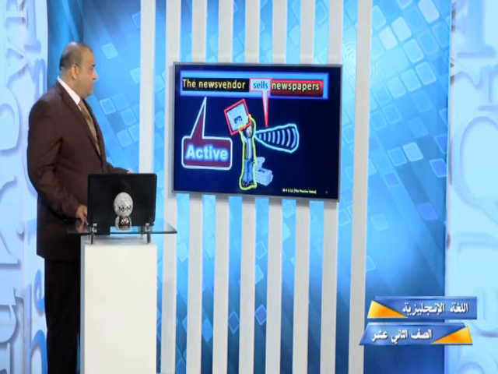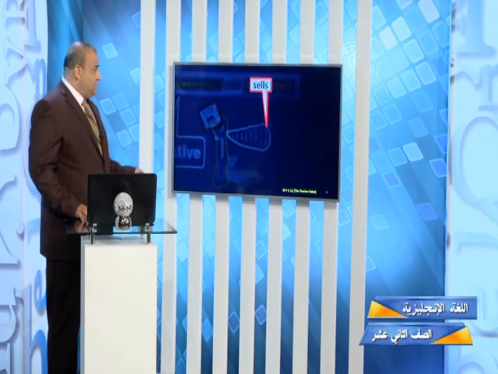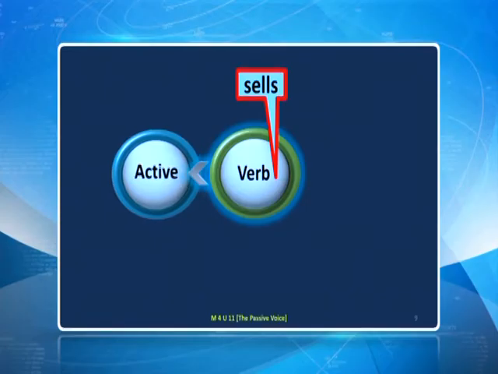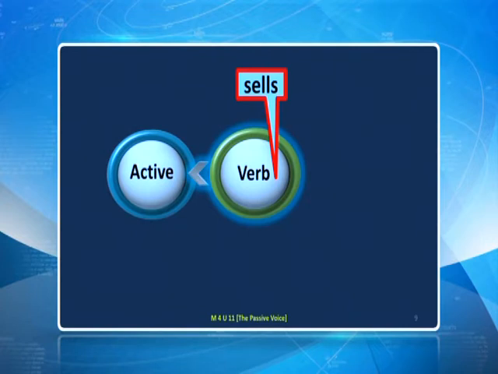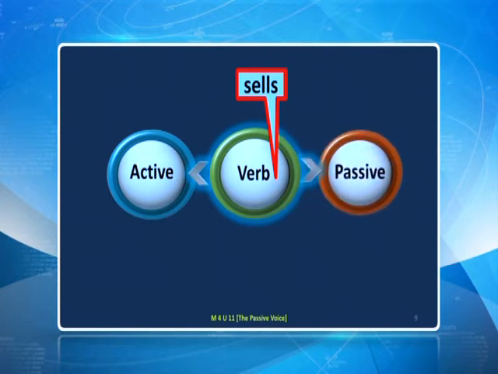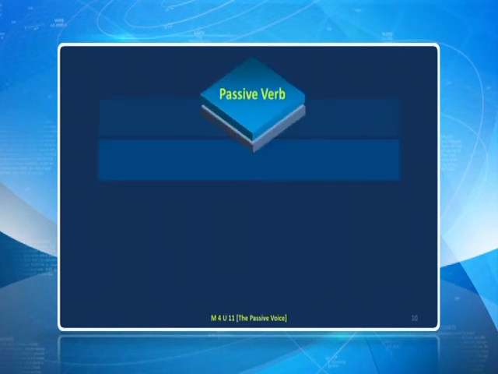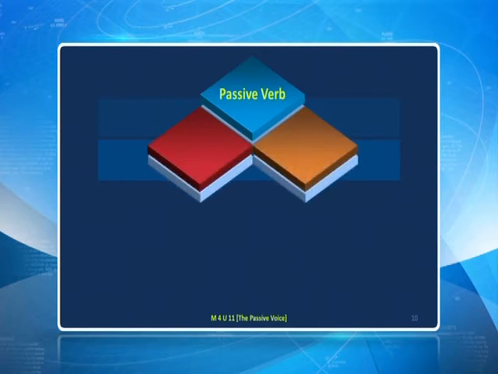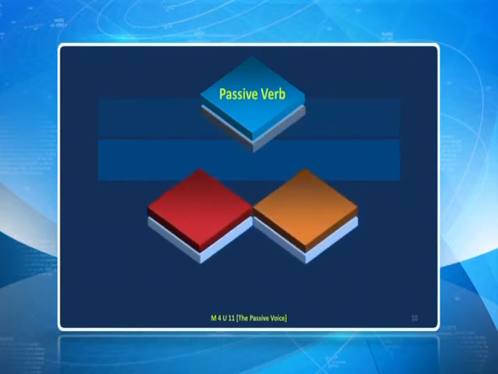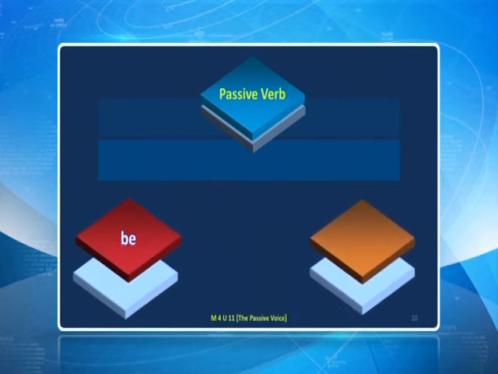Now let's concentrate on the verb of the sentence. In the English language, the verb can be either active, to be put in an active sentence, or a passive verb to be put in a passive sentence. Now, every passive verb consists of two components. The first one is to conjugate the verb to be in one of the English language tenses, then followed by the past participle of the main verb of the active sentence.